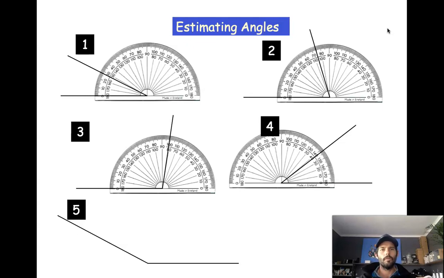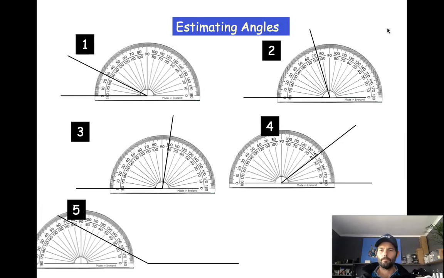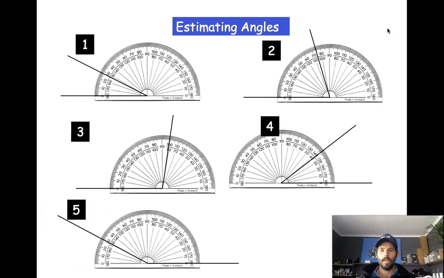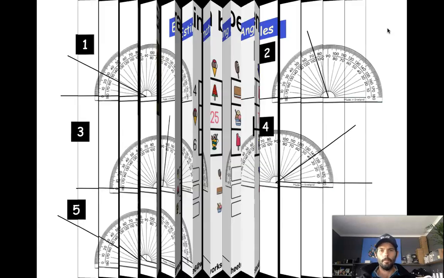And my last one, number 5, I know it's obtuse, I know it's greater than 90. I'm going to be estimating about 140. So if I put my protractor on there, and again, everything lines up perfectly, I get 150 degrees, which is 10 degrees away from 140, but at least I know that I'm in the right area.